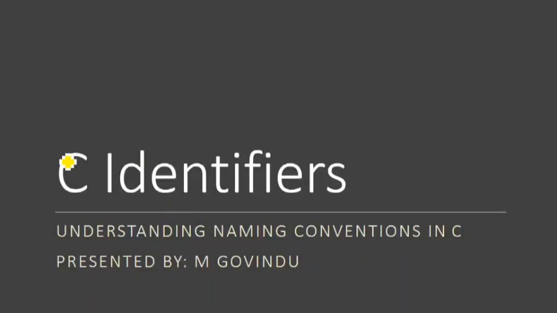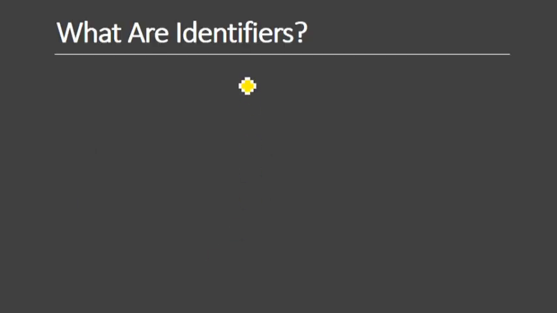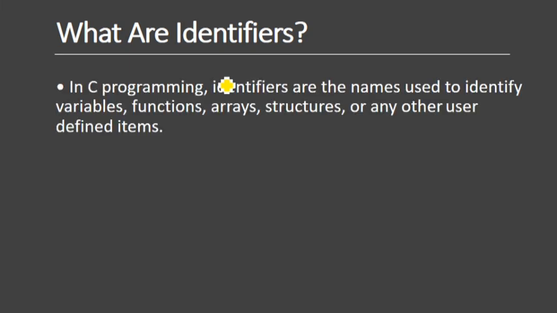In this video, I am going to explain about C identifiers. Identifiers are nothing but variables. So what is an identifier or a variable? How are we going to represent the variable? How are you going to use the variable in your program? That we'll discuss.